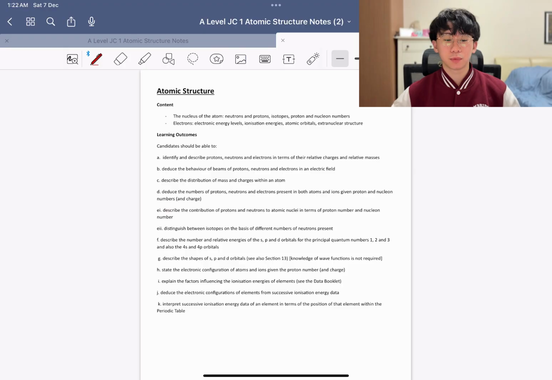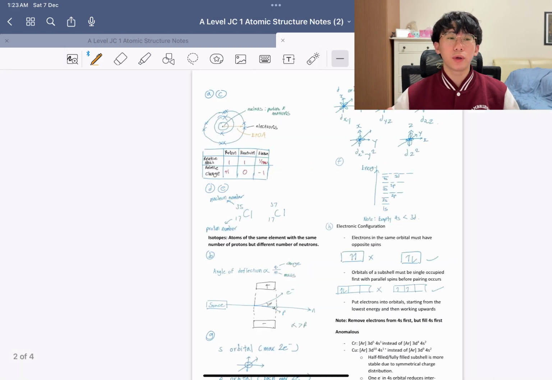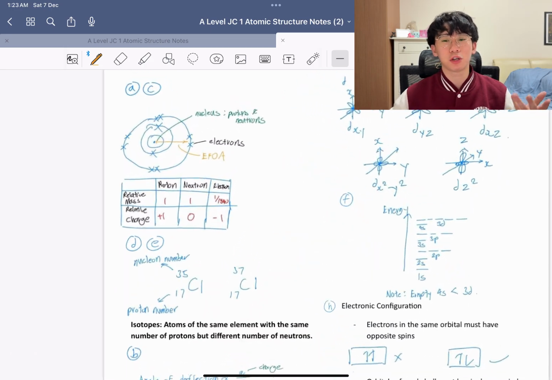Let's begin. So for atomic structure, we'll be mainly learning about what is the nucleus of the atom, what does it comprise of, like protons, electrons, and neutrons, and what are they, and also about what is an electronic configuration, ionization energies, and atomic orbitals. Here we also have a list of learning outcomes that I'll be referencing as we go through the topic together. So for atomic structure itself, we obviously want to know what is the rough structure of an atom.